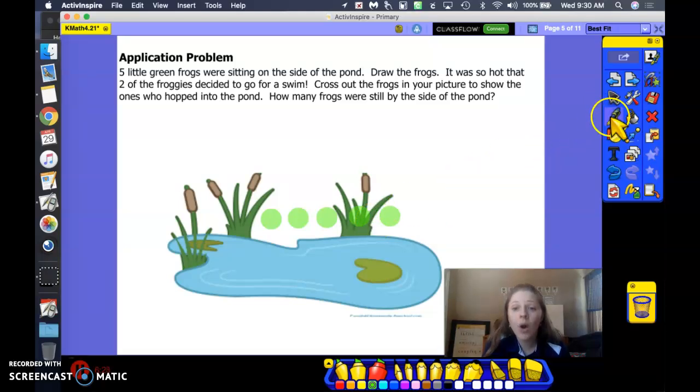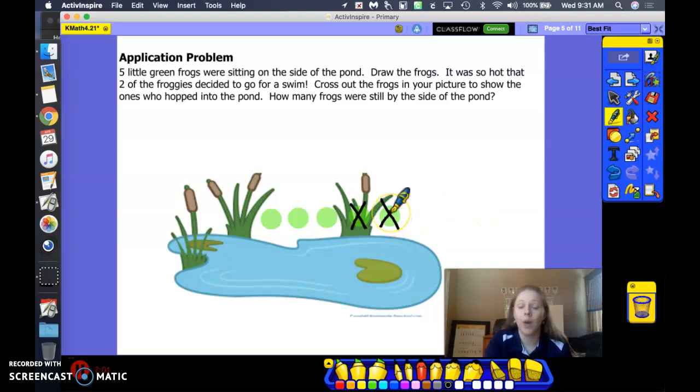It was so hot that 2 of the froggies decided to go for a swim. Now, how can we represent those 2 that are no longer sitting on the side of the pond? Right, we can cross them out like we've been doing. Or if you're using objects at home, you can move the objects to show that 2 of them have moved away. I'm going to cross them out. You can cross them out on your paper or your whiteboard.